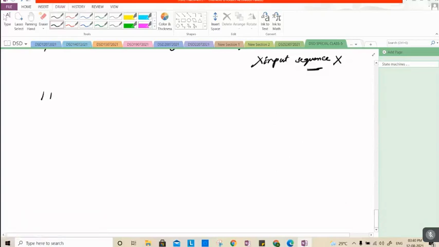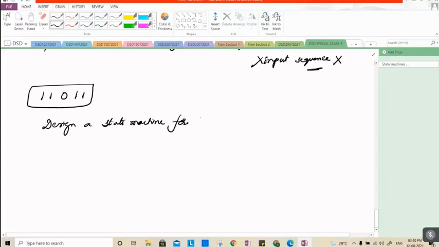Now design a state machine for this. Design a finite state machine for a sequence detector whose pattern that is to be detected is 11011. We need to detect the pattern 11011 and draw a state machine for it.